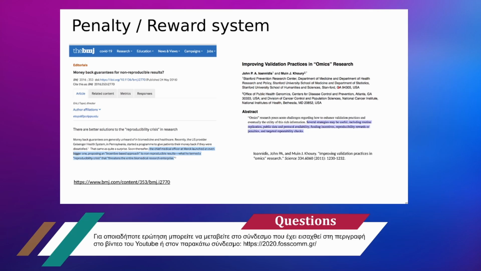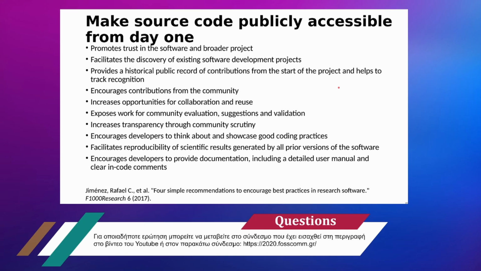So Ioannidis is proposing that several strategies may be useful, including routing, replication, public data and protocol availability, funding incentives, reproducibility rewards or penalties, and targeted repeatability checks. So we might enter a system in the future where your reproducibility and openness will be a very serious criterion for the advancement of your career.